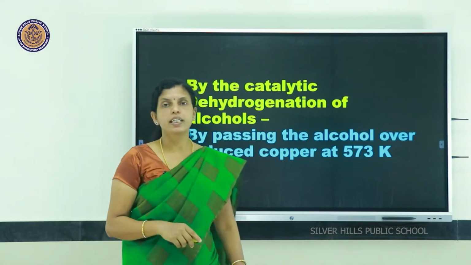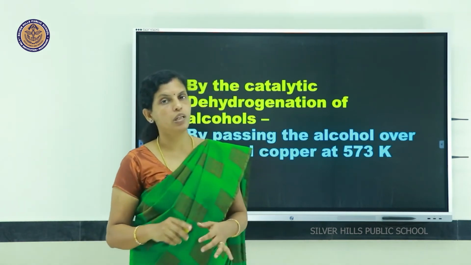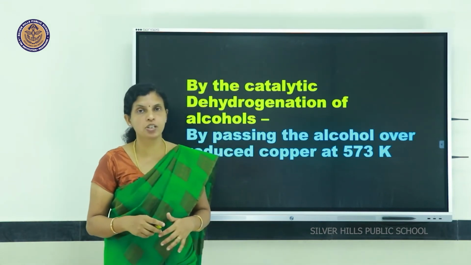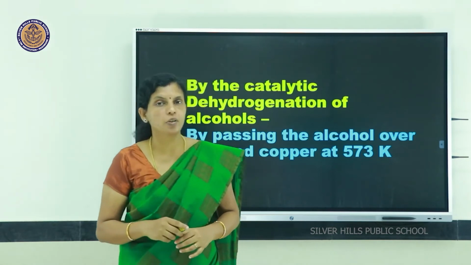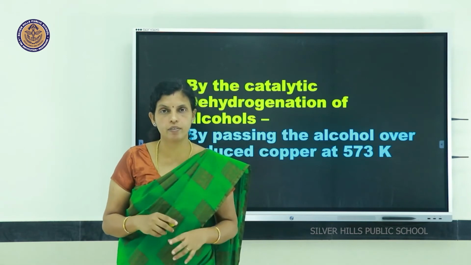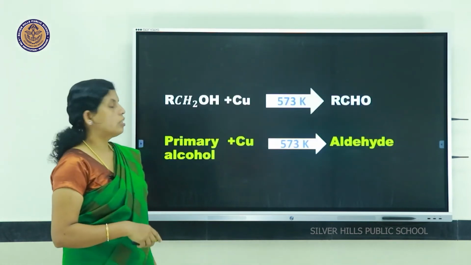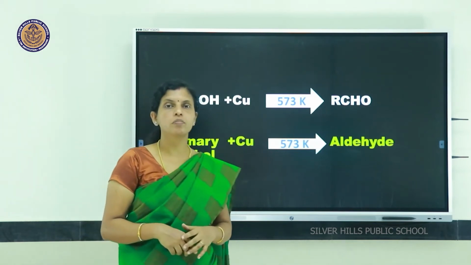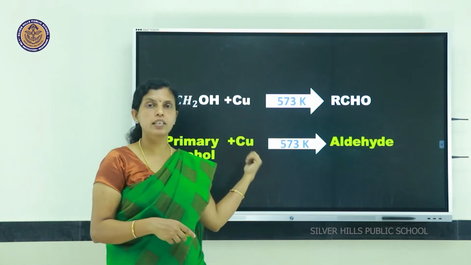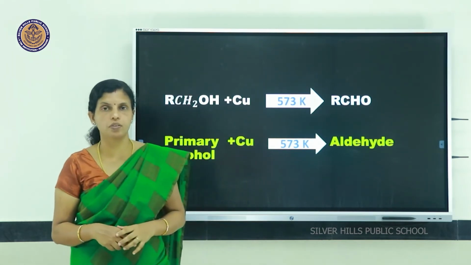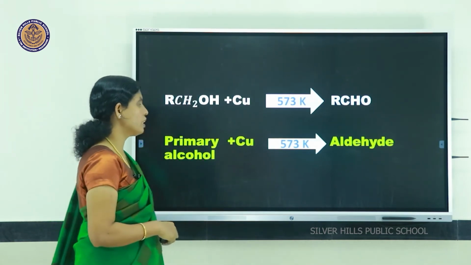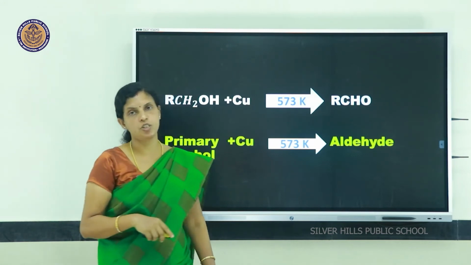Next method is catalytic dehydrogenation of alcohols, using a copper catalyst at 573 Kelvin. Let us consider a primary alcohol, RCH2OH, which is a representation of a primary alcohol. A primary alcohol on treating with copper at 573 Kelvin gives RCHO.